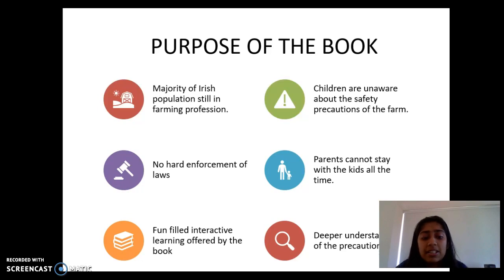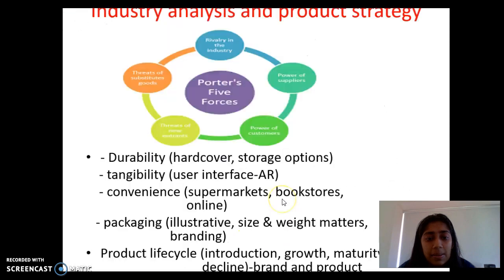So this book offers a fun-filled interactive learning where it uses augmented reality as its user interface. It basically is a mobile application. When you scan the mobile application over the pages of the book, the story tends to come alive. And this audio and video simulation gives children a better understanding of the safety precautions, as when they see the same kind of equipment in the book as well as in the mobile app, and when they see it in real life, they know what has to be done with it and how they should prevent any kind of accidents.